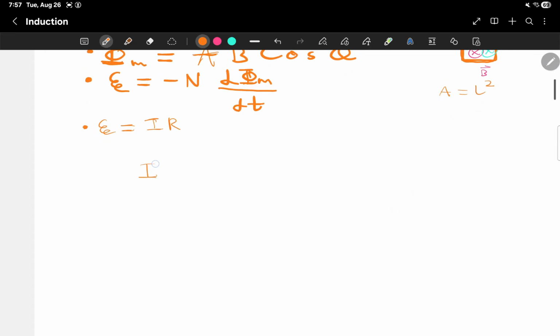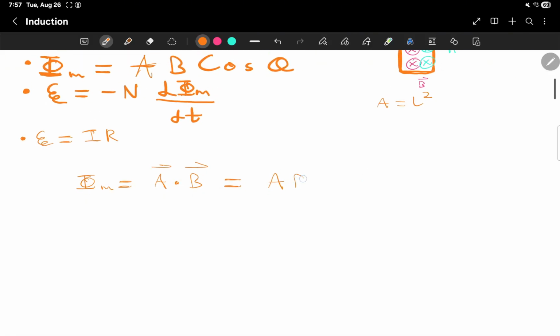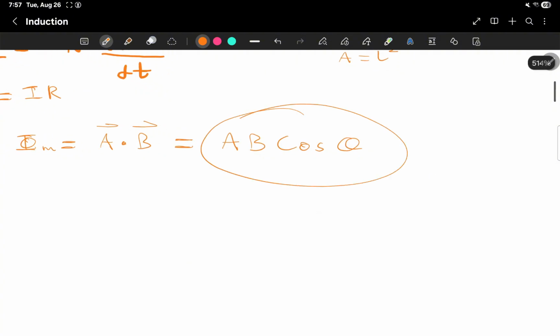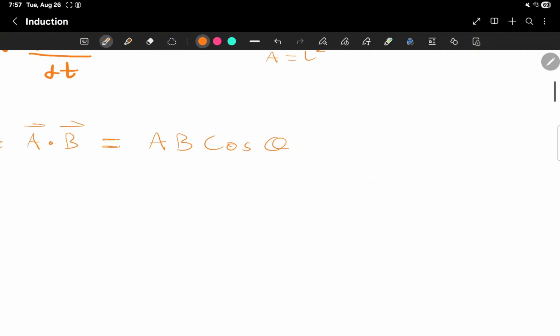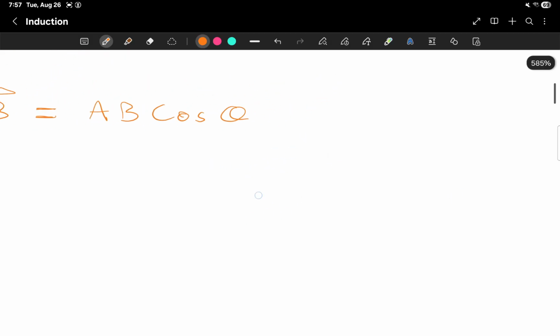The equation for the magnetic flux is the dot product between the area vector and the magnetic field vector, also known as the magnitude of the area times the magnitude of the magnetic field times the cosine of the angle between these two vectors. We're using this equation, so we should not have any vectors in there in the first place, and that's the mistake I'm making. I had a bit of a brain fart.